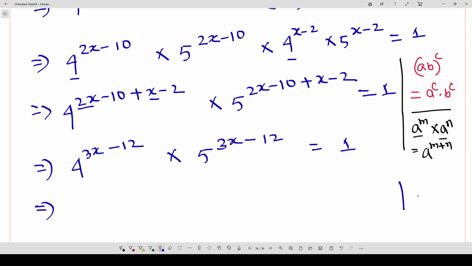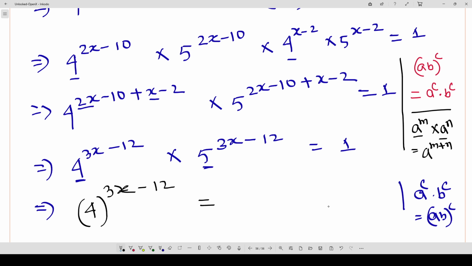Now look, if a to the power c and b to the power c have the same power in a product, we can write ab to the power c. Same thing, here is a 4, here is a 5, and the power is 3x minus 12. So in that case we can write 4 times 5, to the power 3x minus 12 equals, look, this one, if you want, you can write as 4 to the power 0, because we know a to the power 0 equals 1.